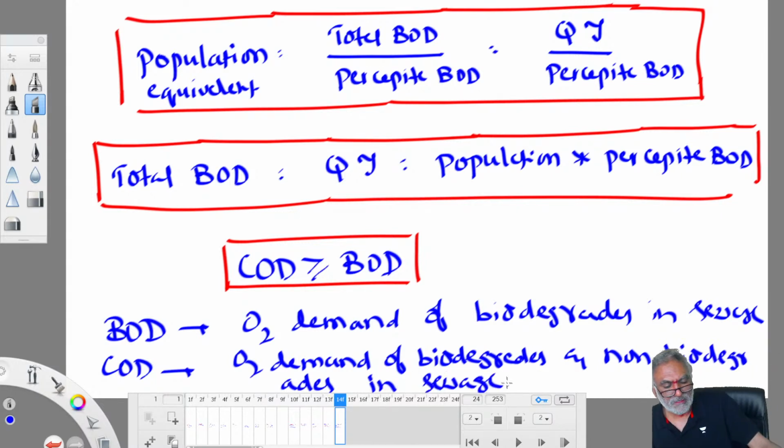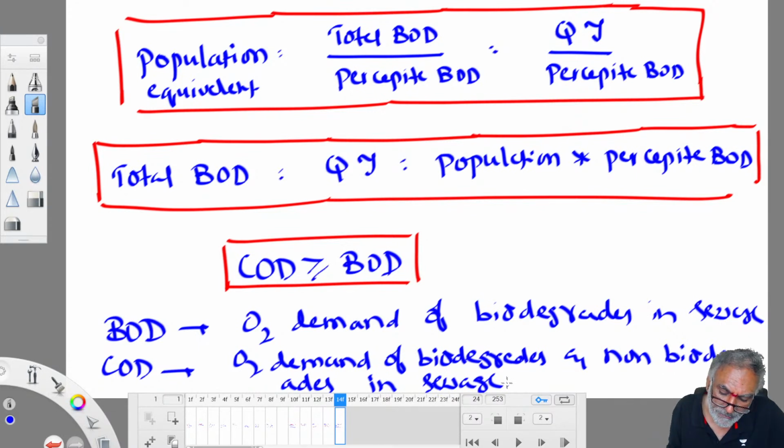So generally, for the biodegradable organic matter present in sewage, you can find both BOD and COD. But sometimes non-biodegradable matter is also present. Definitely, if non-biodegradable organic matter is present, COD is much more than BOD. If non-biodegradable organic matter is not there in sewage, then COD and BOD are the same.